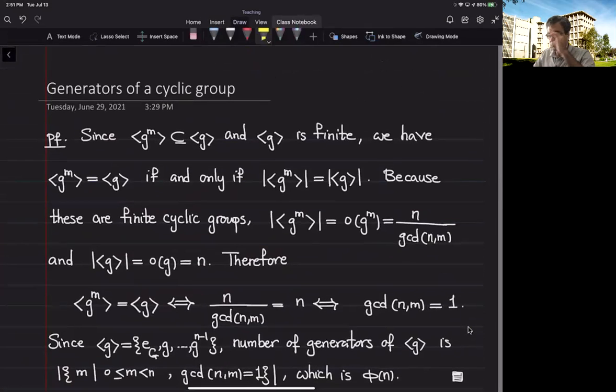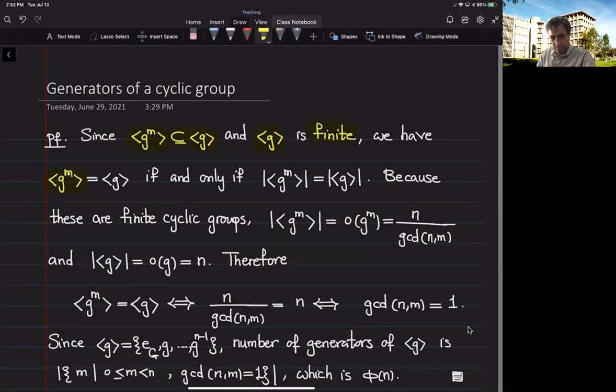Okay, let's go through the proof. First things first, g to the m is an element of the cyclic group, and therefore the cyclic group generated by g to the m is of course a subgroup of the cyclic group generated by g. And the cyclic group generated by g is a finite group because the order of g is finite, and therefore it has the same cardinality as the order of g. It's a finite set. So this equality holds, because it's a subset of this one, and this is finite, equality holds precisely when they have the same cardinality.